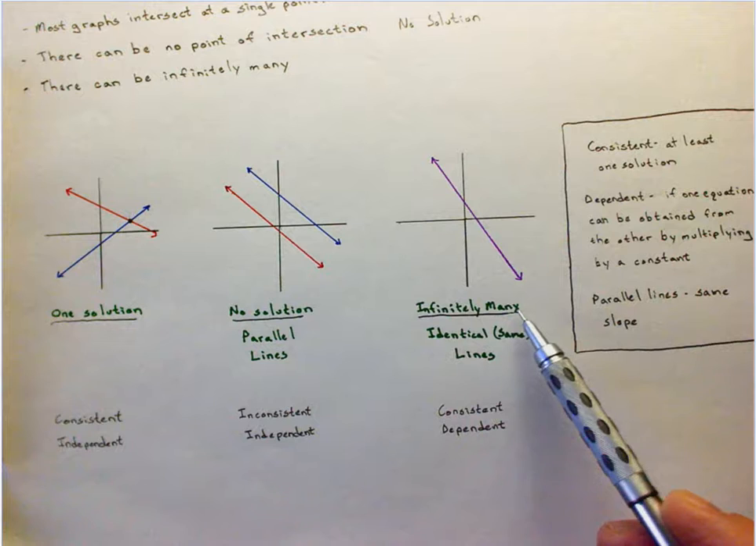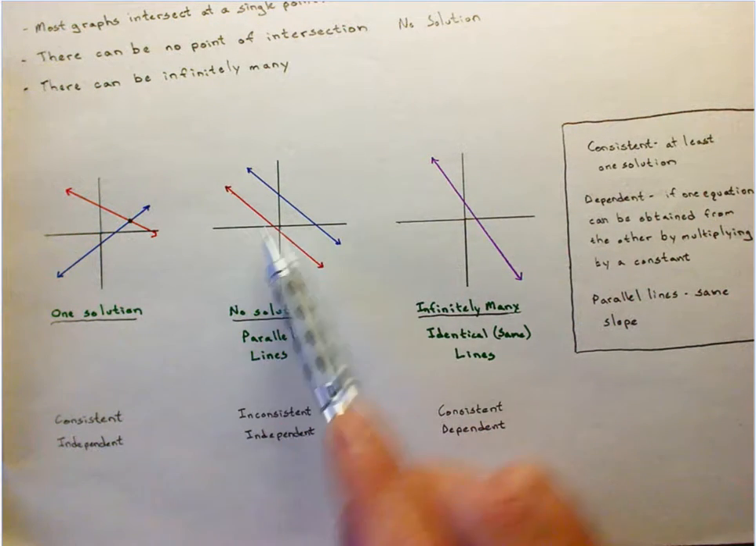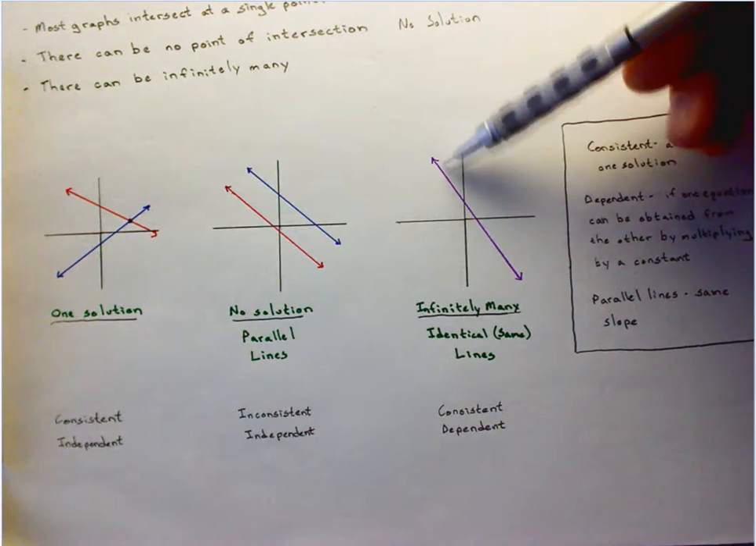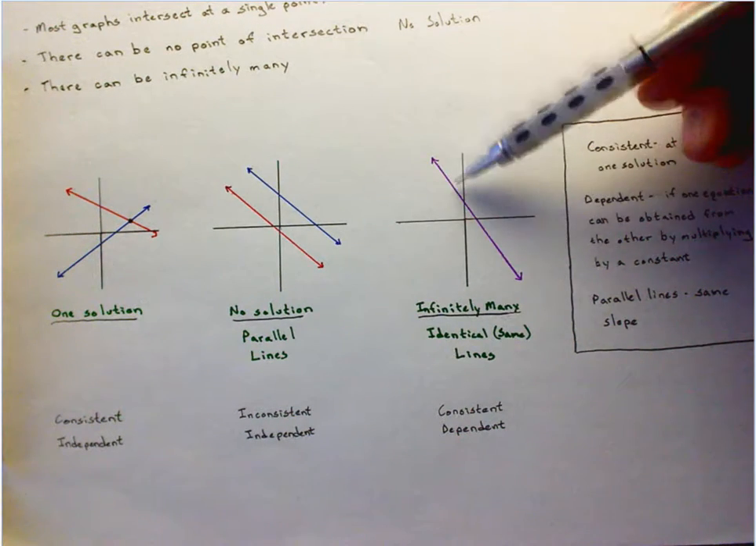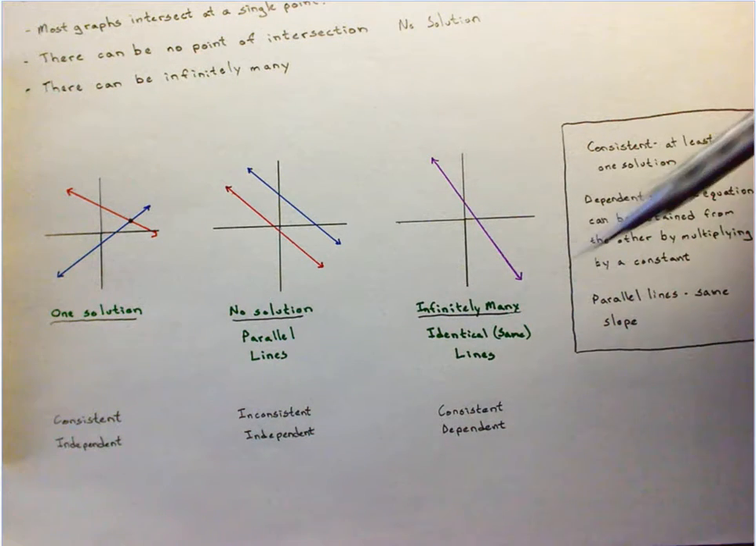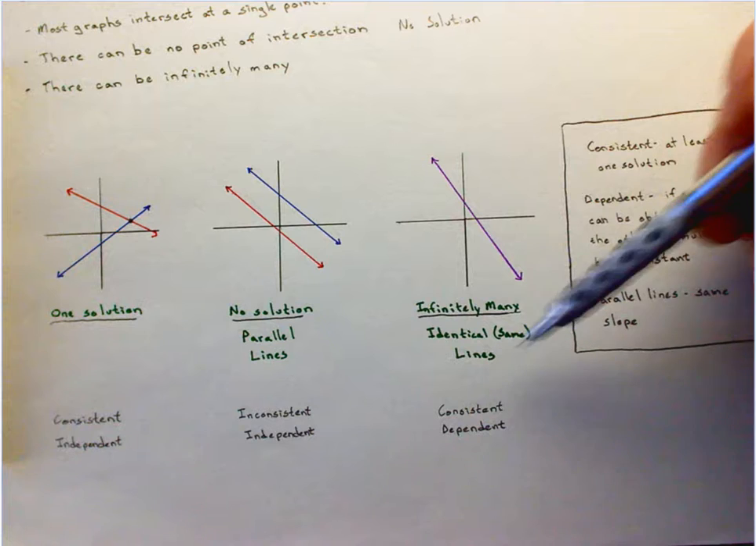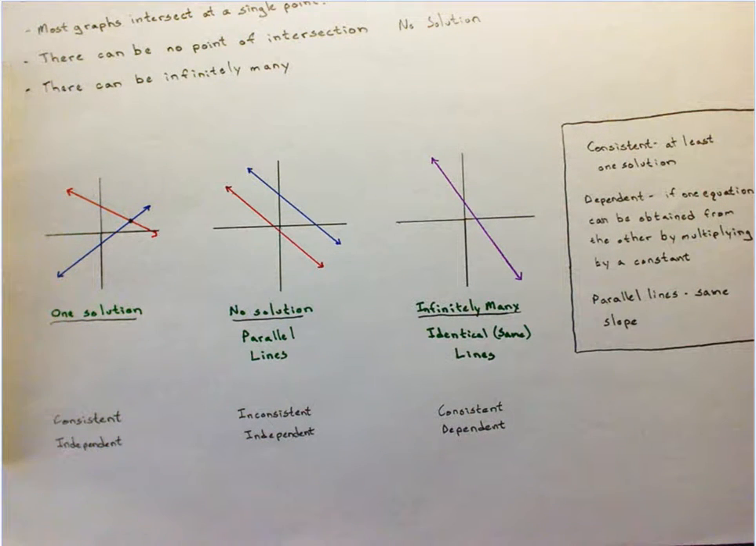For infinitely many solutions, notice I have been using red and blue. So what I did was I used purple to illustrate this line. That is because it is the red and the blue line. They end up being the same lines. These are identical or same lines, and we call those consistent dependent.